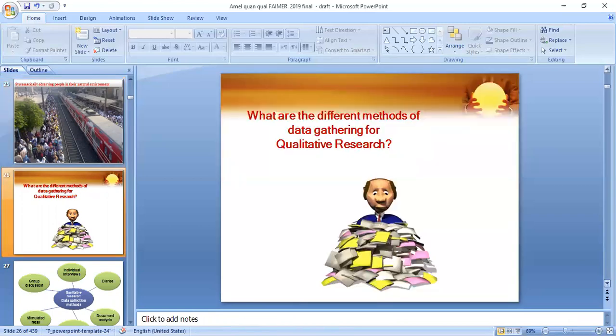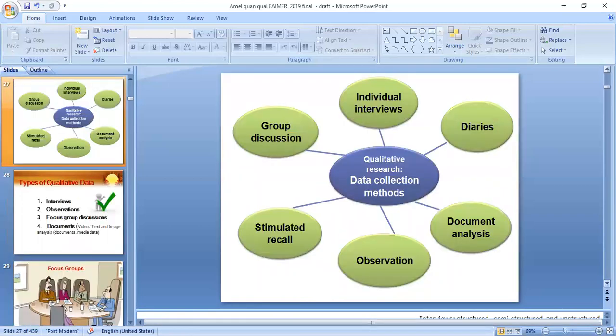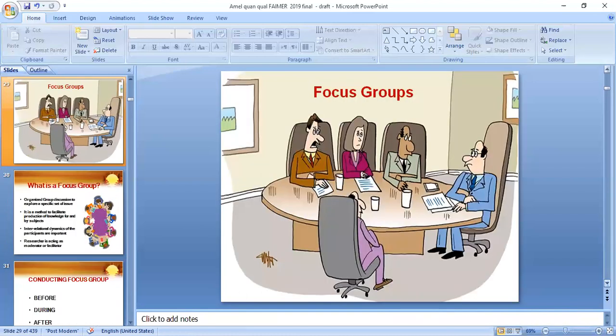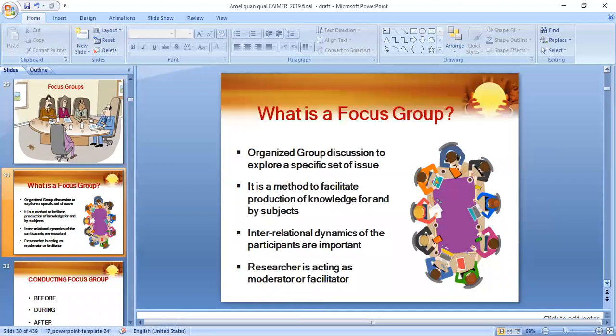But how do we collect data for qualitative research? We have many types of data collection. We can do group discussion, simulated recall, observation, individual interviews, etc. But the most common types of them are the interview or focus group discussion. Focus group discussion has some settings that should be considered before doing it.